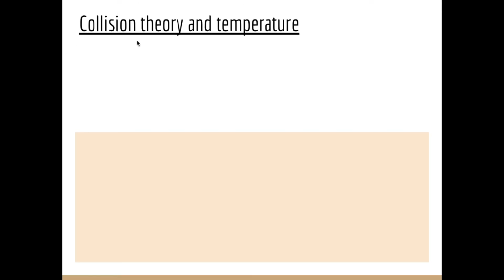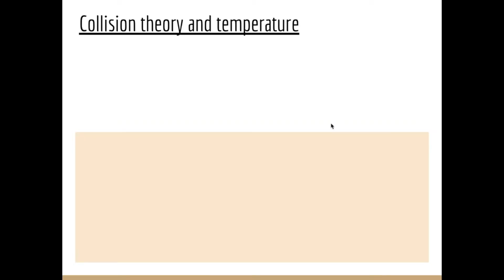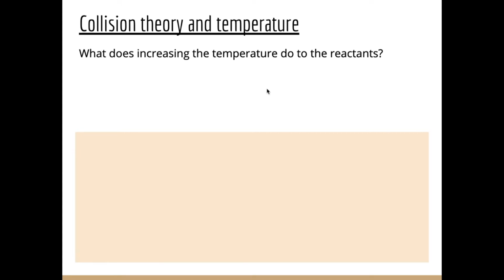So we talked about this idea of collision theory, the idea that particles are essentially just bumping into each other. They're just colliding, and if you have a successful collision, you have a chemical reaction. If you have an unsuccessful collision, reactants will just bounce off unchanged. And we looked at how that can occur. Let's look at how temperature affects this. So what does increasing the temperature do to the reactants?